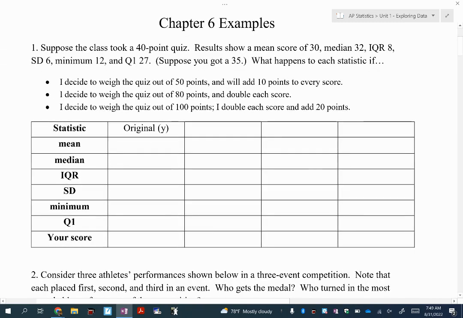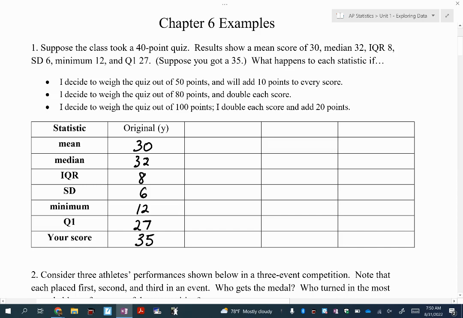All right, so we've got a 40-point quiz, and we're given a bunch of information about the statistics here. We have a mean score of 30. The median is 32. IQR is 8, standard deviation of 6, minimum score was 12, the first quartile score was 27, and you got a 35.